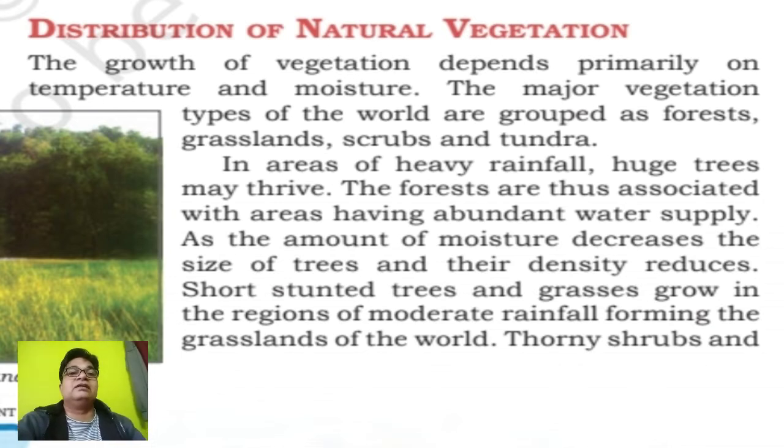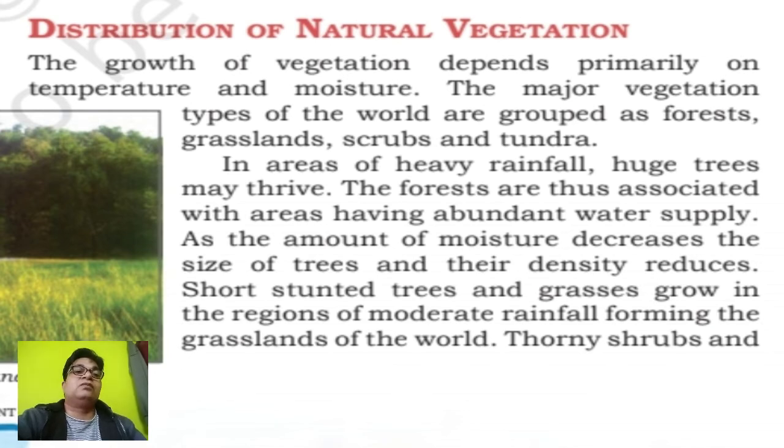Distribution of natural vegetation. The growth of vegetation depends primarily on temperature and moisture. The major vegetation types of the world are grouped as forest, grassland, scrubs and tundra. In areas of heavy rainfall, huge trees may thrive. Thrive means survive. The forests are thus associated with areas having abundant, meaning sufficient, water supply.